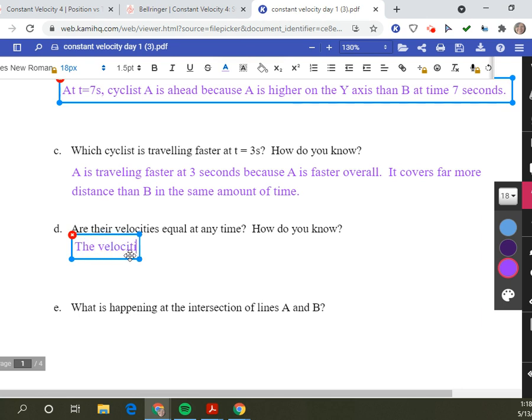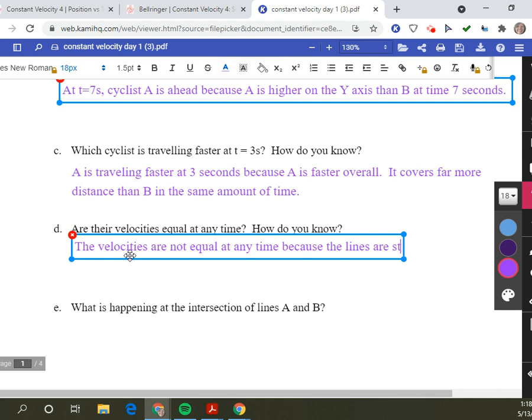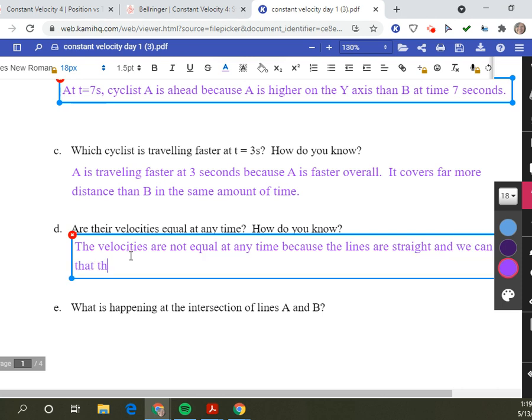The velocities are not equal at any time because the lines are straight, so the velocities don't change. And we can see that the distance traveled in the same time is different. Okay.